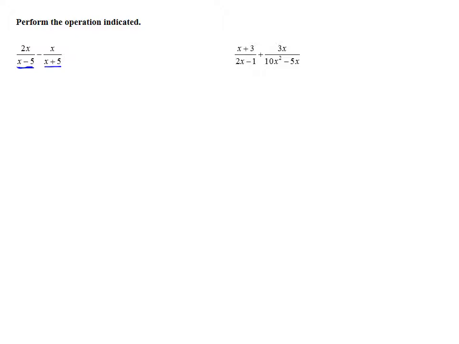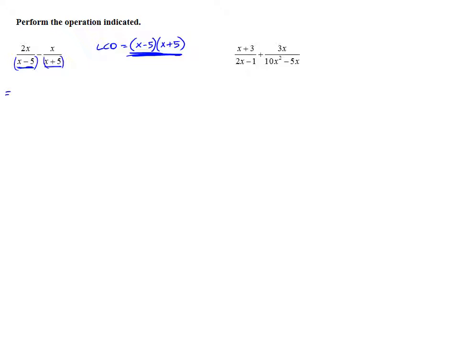So the LCD, because these are both factored, is going to be, according to the rule, the first denominator times any factor that the second denominator has that we don't have already, and that would be x plus 5. So what we have here is an LCD that is basically the product of the two original denominators. This will always be the case when you have two denominators that have nothing in common. You'll always use their product.